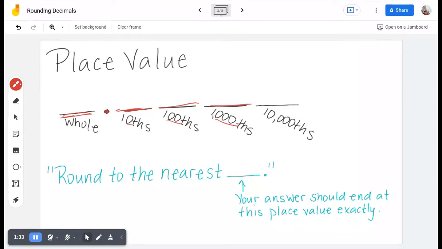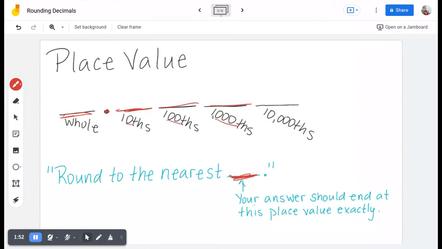Whatever goes in this blank, round to the nearest, whatever it says, that is exactly where your answer should stop. If it says round to the nearest hundredth, then you must have two numbers after the decimal. If it says round to the nearest thousandth, then you must have three numbers after your decimal.